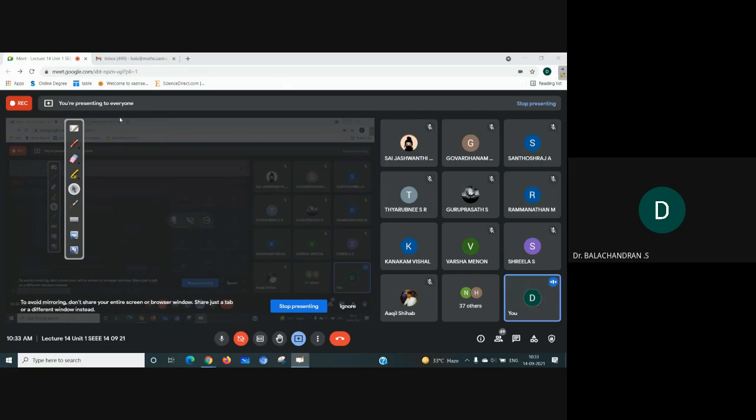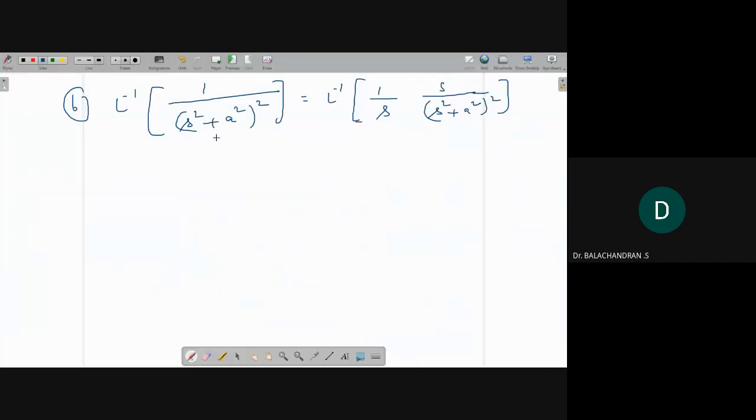But I got your answer. What you told is correct, exactly correct, because you can't find the inverse of this one directly. The problem is here the square. If you don't have the square, the inverse of 1 by s square plus a square is 1 by a sin at. So because of this square, okay, you can't directly find it.